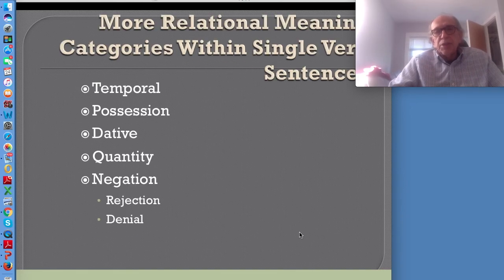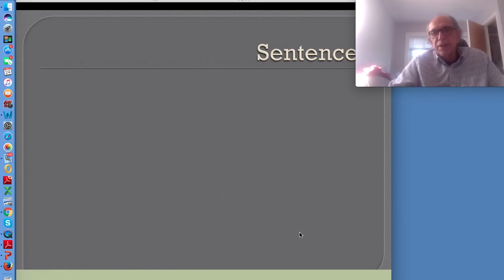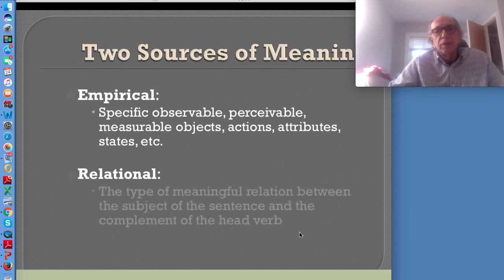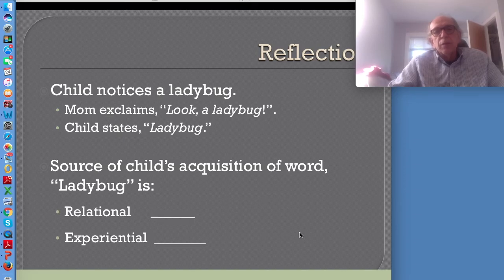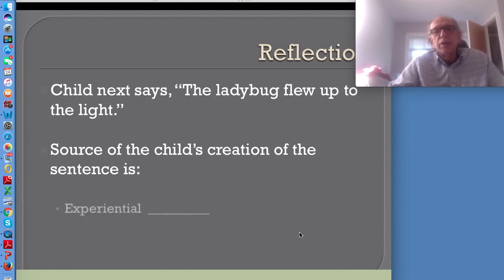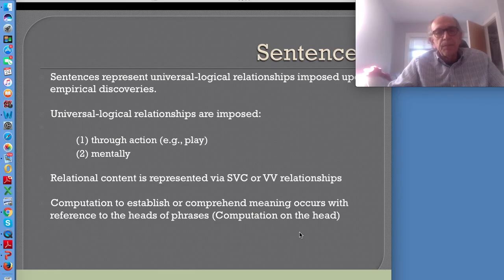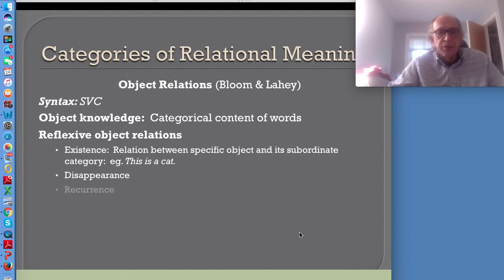Now, all of the relationships that I have identified so far, the meaning relations, semantic relations, content categories, I'm going backwards here, whoops, I went back too far, are object relations. They are relationships that occur in single verb sentences. For example, this is a cat. That's a single verb sentence or relationship between a specific instance of a cat and the cat itself.